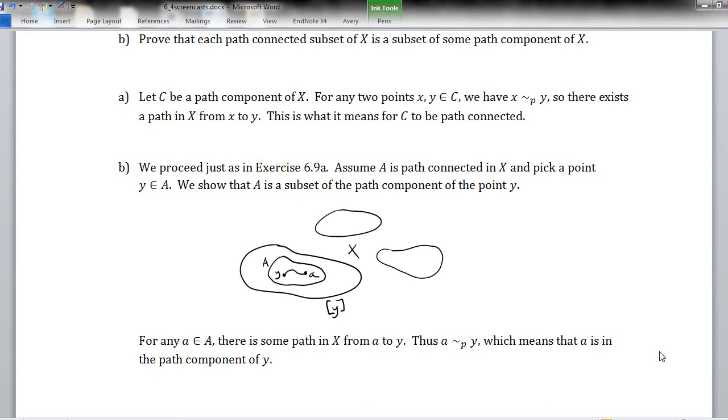Right, why is A a subset of that? Well, take any element of A, little a, and because A is path connected, there exists some path between these 2 points in the set capital A. And that means that these 2 points are path equivalent, right? In other words, they're in the same path component, okay? In particular, a is in the path component of Y. So I've shown that every element of capital A is contained in the path component of Y, therefore capital A itself is a subset of the path component of Y.